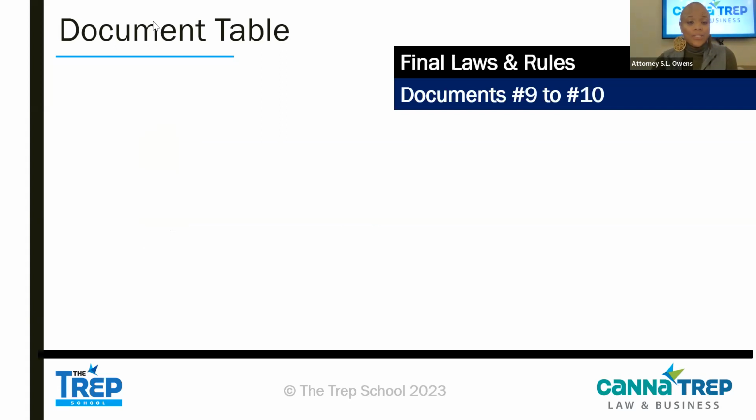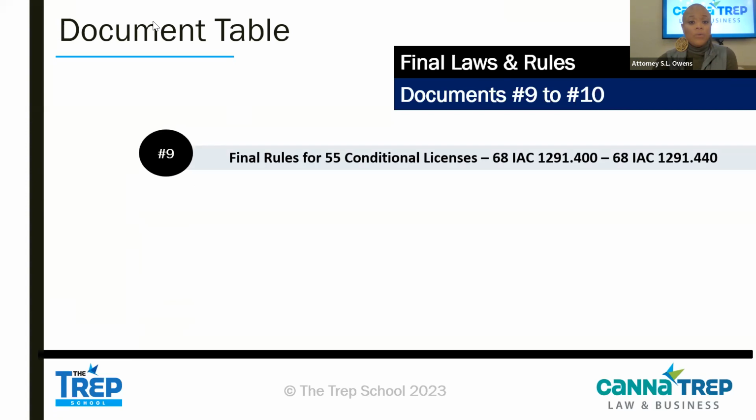And then the next section on this table is the final laws and rules, and that's document 9 and 10. So we have the final rules for the 55 conditional licenses. Shout out to anybody that was at our webinar last week on legislative advocacy. If you missed that webinar, please go back and watch the recording. It'll be uploaded to our website in the next few days, maybe by early next week.